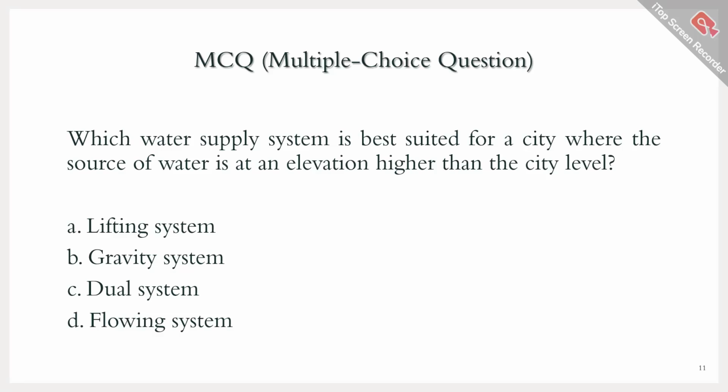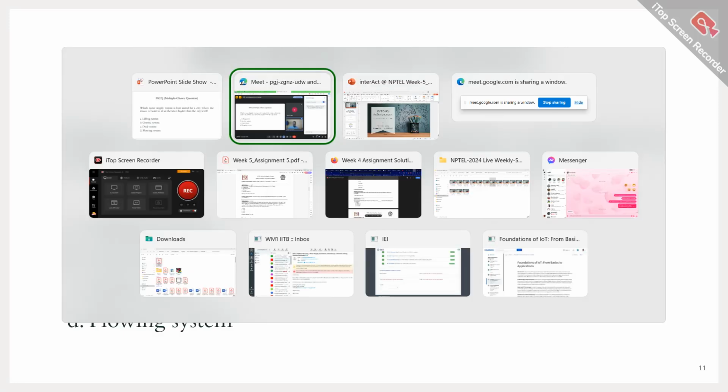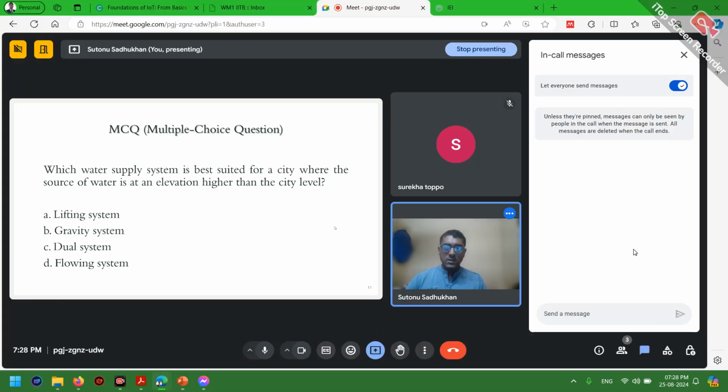Which system is best suited for a city where the source of water is at an elevation higher than the city level? That source may be artificial, meaning man-made, or it may be natural also. The source of water may be naturally located at a very high region, maybe a mountain or hilltop, and from there the water is being supplied to local cities.